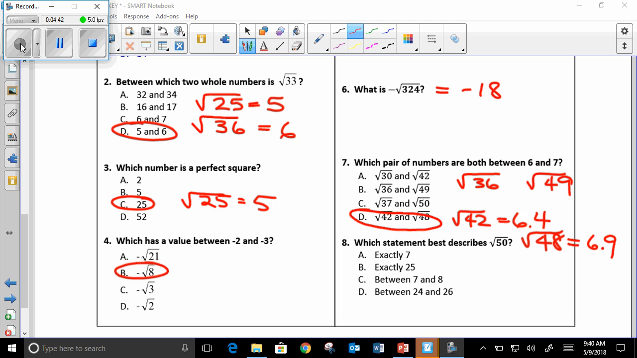Number 8, which statement best describes the square root of 50? Well, the square root of 50, if you punched it into your calculator, would be 7.07. So it is between 7 and 8. So the correct answer is C.